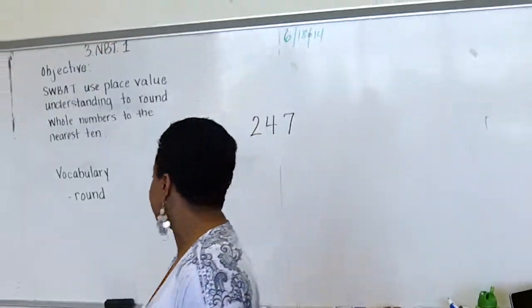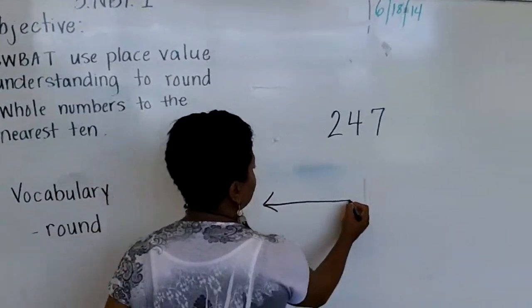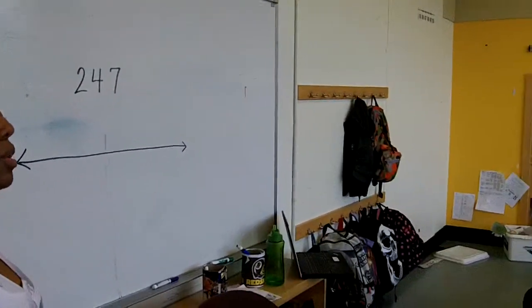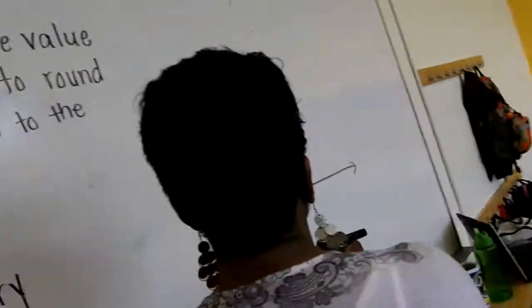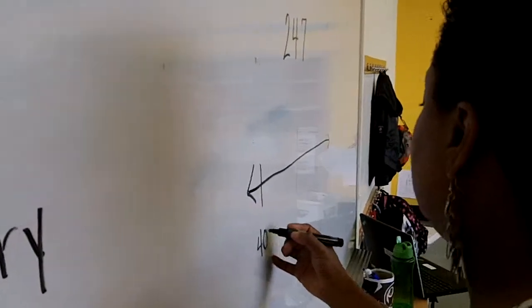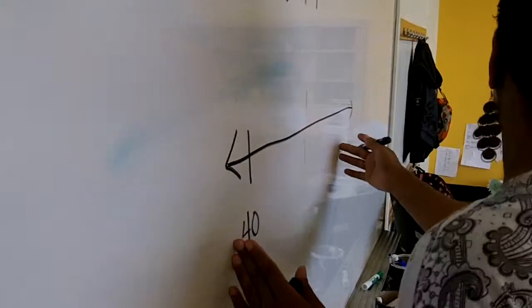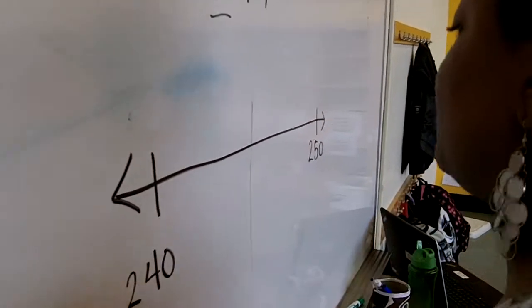So let's create a number line. I'll write on the board. We're going to round it to the nearest 10. When we are rounding, you want to know, is the number 247 closer to 240 or is it closer to 250? So remember we said we have 40 showing. And we're going to go up by 1 ten, which would give us what? 50. The 2 stays the same. So is 247 closer to 240 or 250?